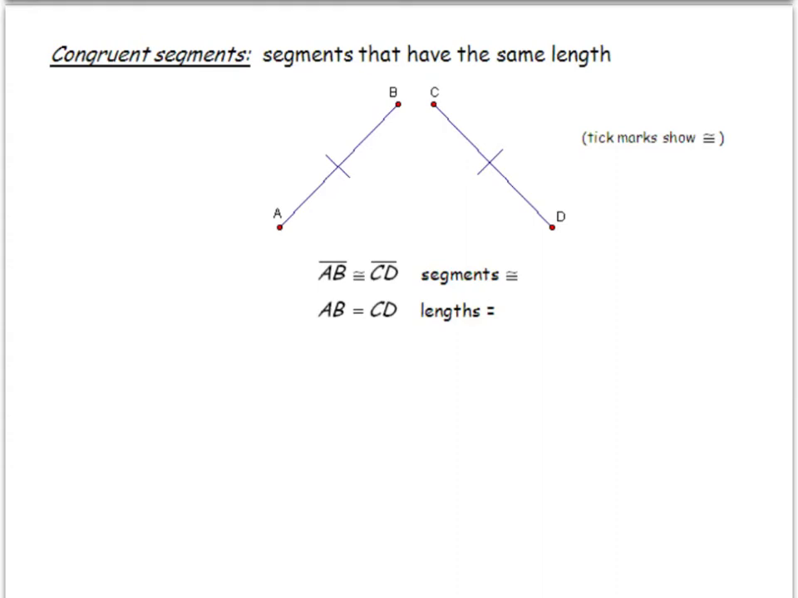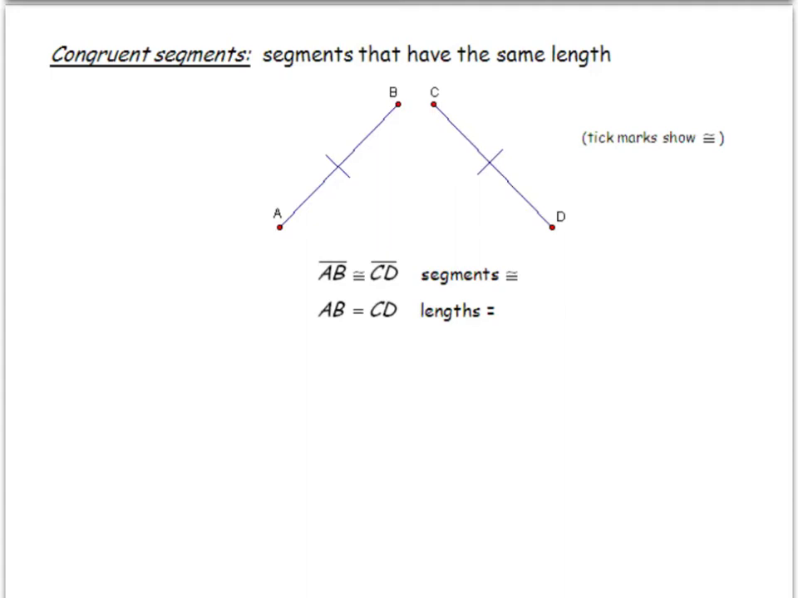So the second term we're going to cover in this set of notes is congruent segments. Congruent segments are segments that have the same length, or we say measure. If we take a look at segment AB and segment CD, they look to have the same exact length. But how do we know? Segments are congruent if they're shown with the same number of tick marks. AB has one tick mark, CD has one tick mark. That means they are the same exact measurement.